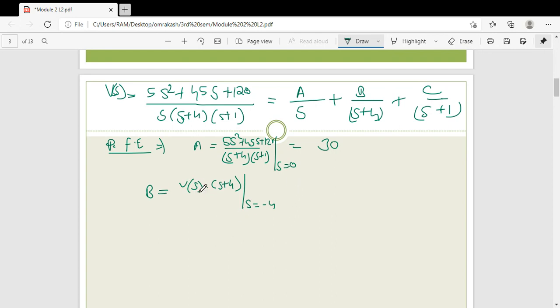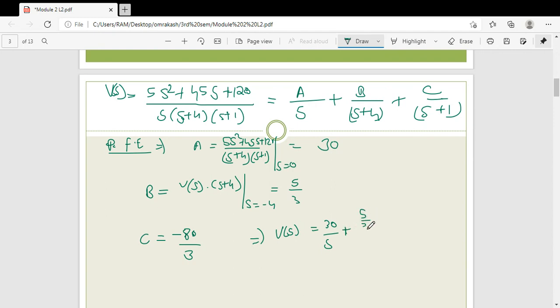So when you put the value of S equal to minus 4 and solve, you will get B equal to 5 by 3. Similarly, you will get C equal to minus 80 by 3. Now put those values in this equation of Vs. So V of S is nothing but 30 by S, right? What is the value of B? B is 5 by 3.